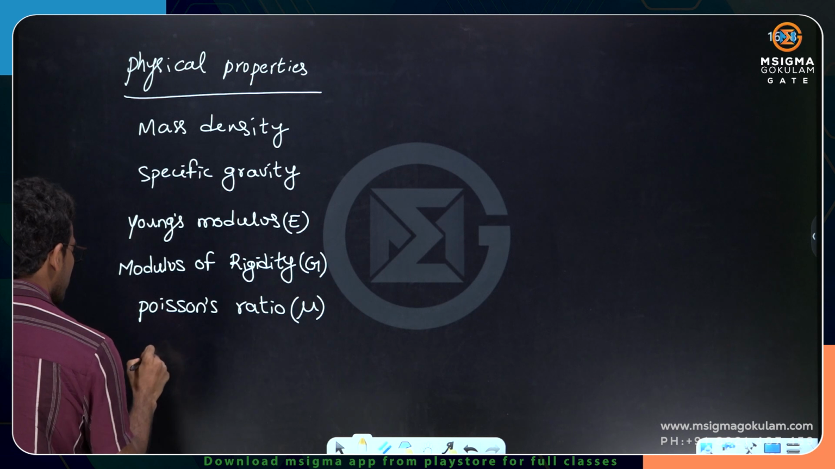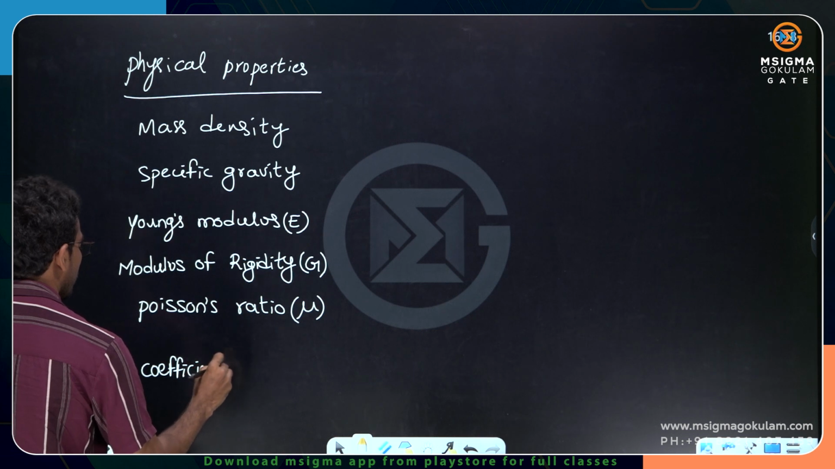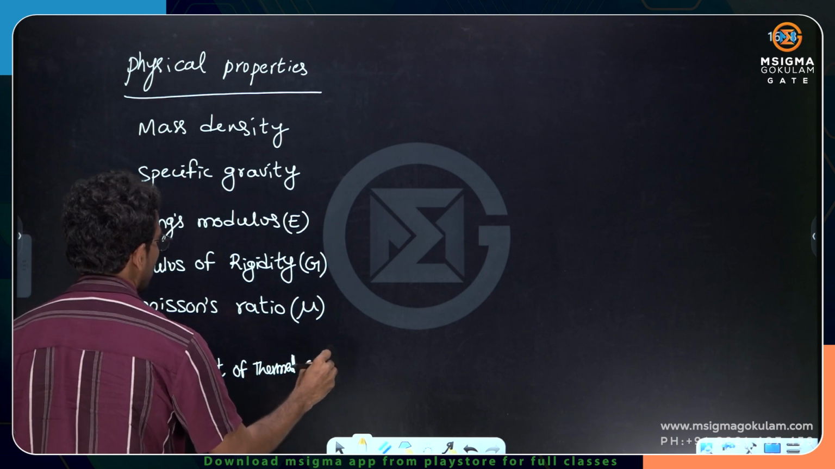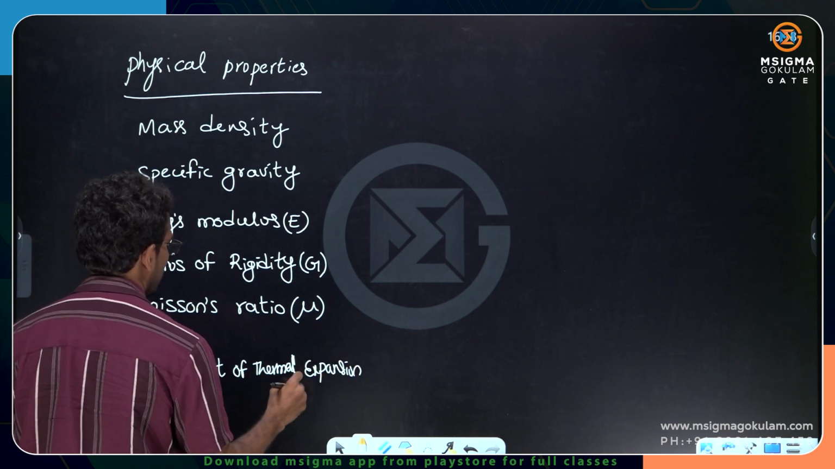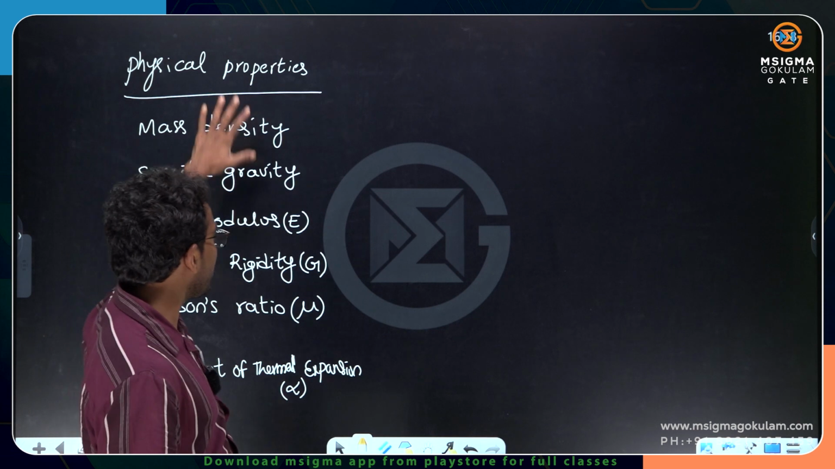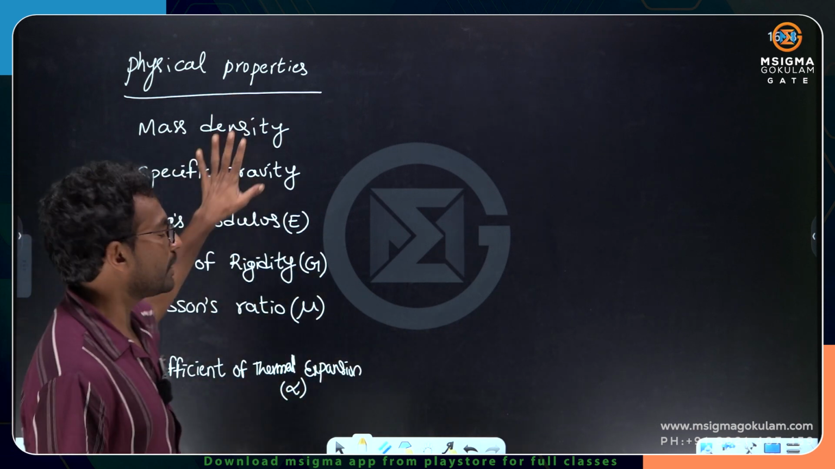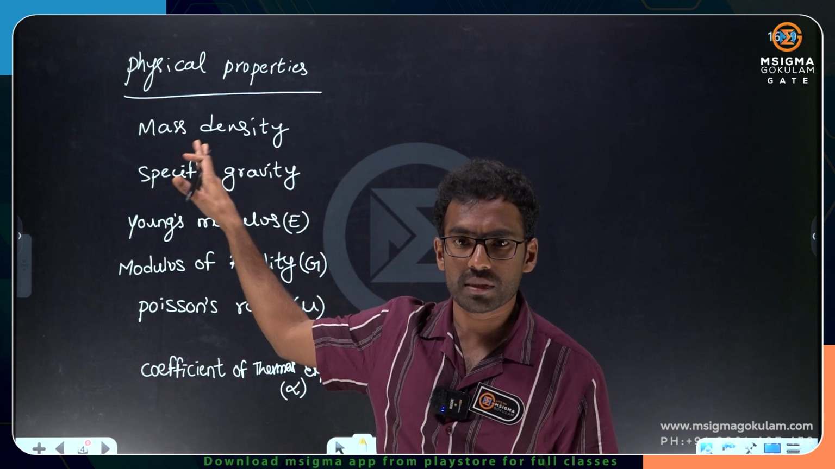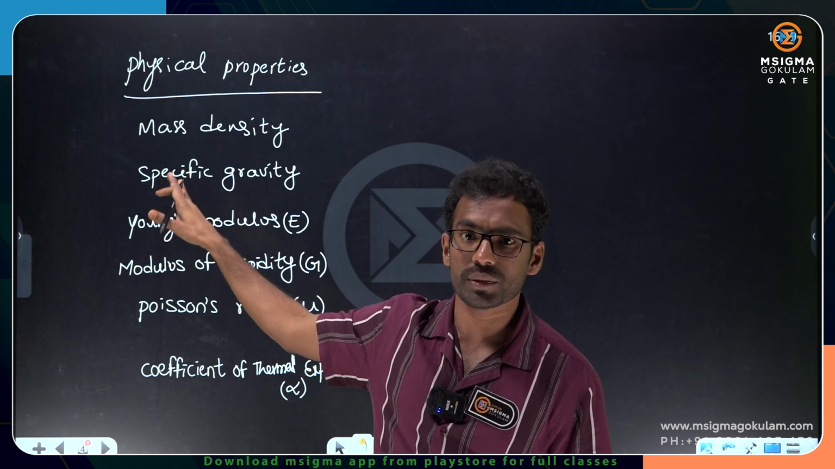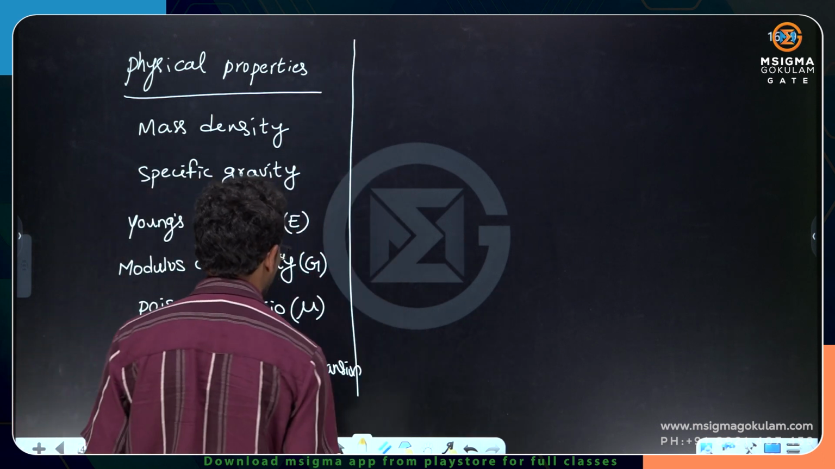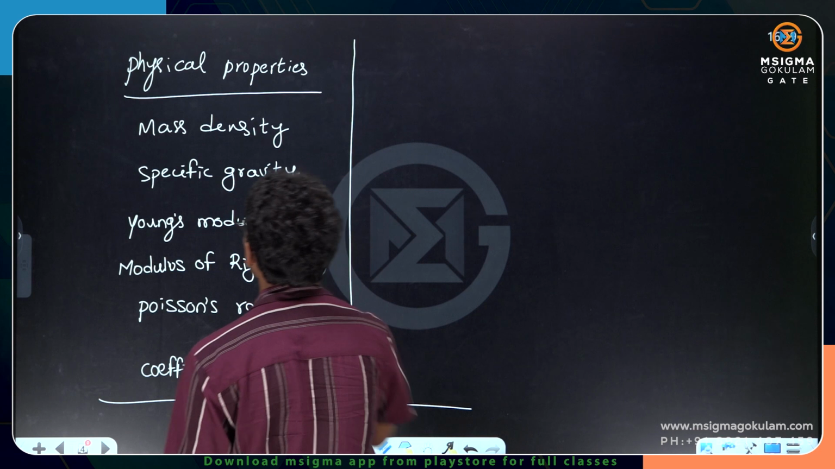And then we have the coefficient of thermal expansion, which we call alpha. So these are all the physical properties of a particular material, any material you take. For steel, there are some questions that appeared in competitive exams. What are the physical properties of structural steel as per IS 800-2007? Let us see. We have mass density. I am writing the corresponding values of these physical properties.